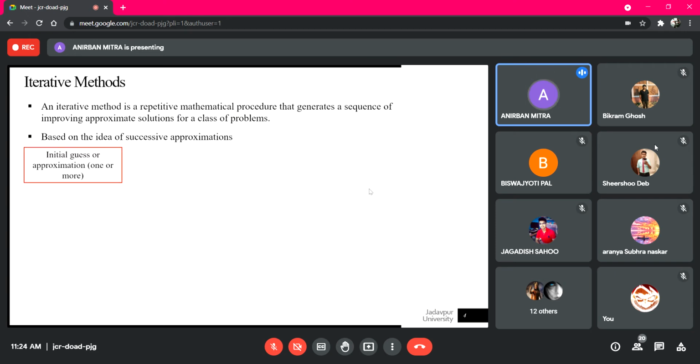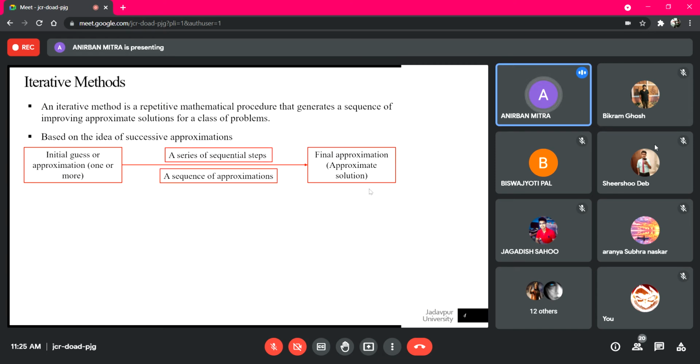Schematically, if we represent this process, you can see that there is an initial guess. That is the starting point. And the final step is the obtaining of the approximate solution, which is also known as the final approximation. So starting with the initial guess, we gradually move towards the final approximation. What is in between? In between, there are a series of sequential steps which are repeated.